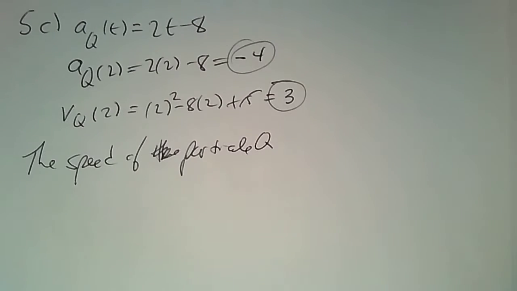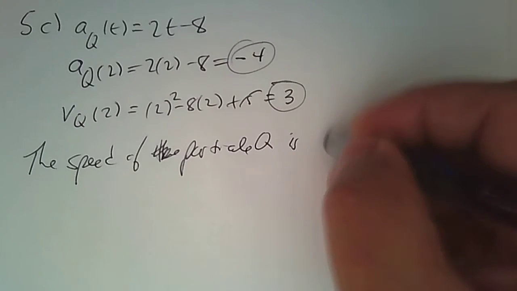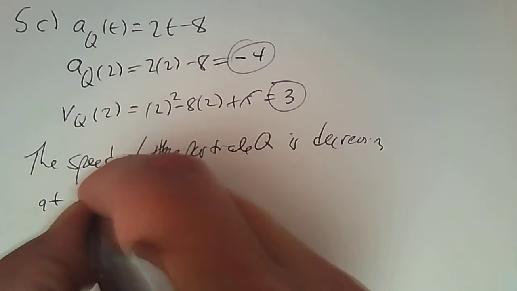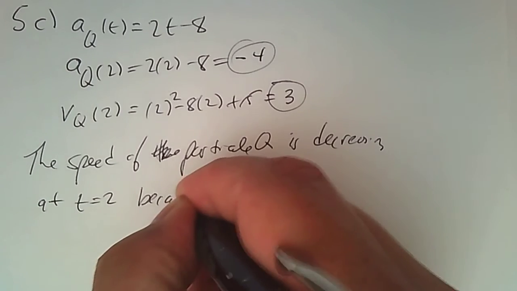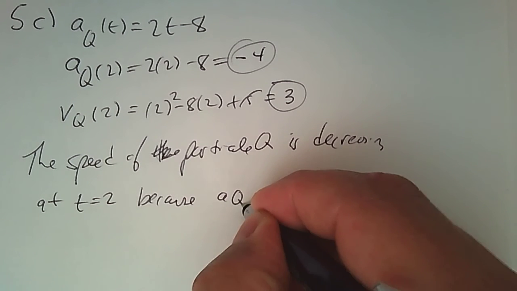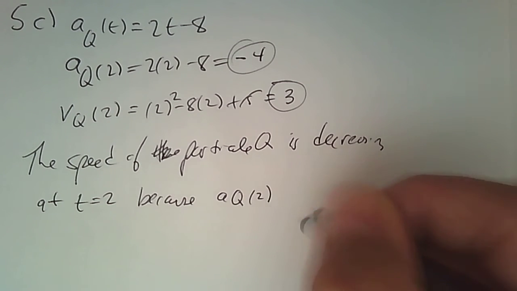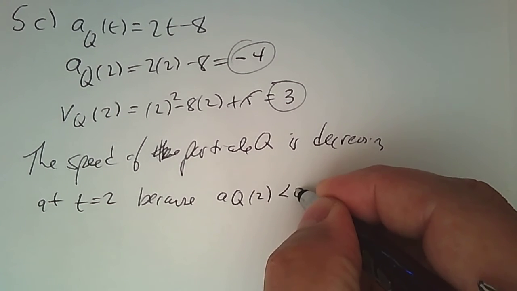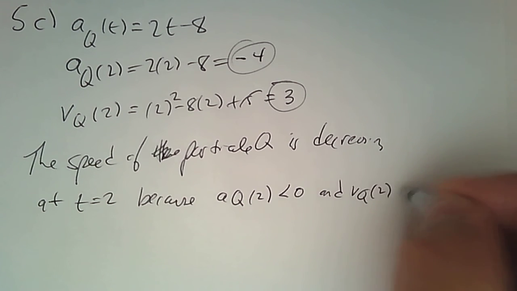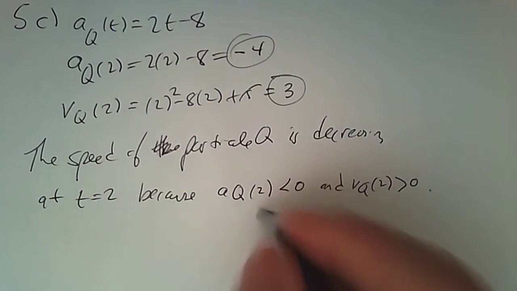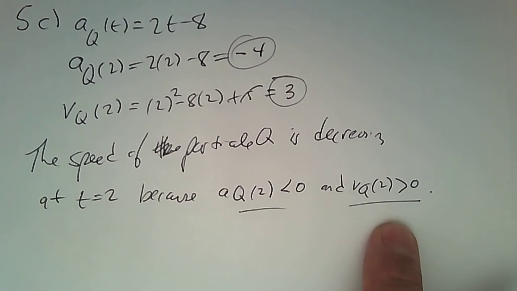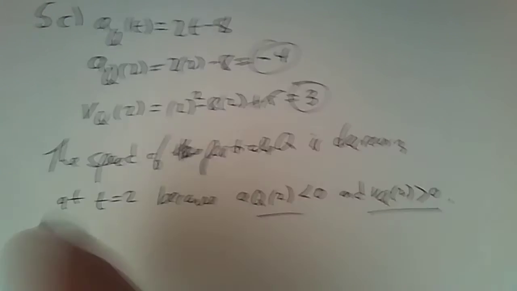So the speed of particle Q is decreasing at t equals 2. Why? Because the acceleration at 2 is less than 0, and the velocity of Q at 2 is greater than 0. Because the signs don't match, that means it's decreasing. If both were negative or both positive, then the speed would be increasing.